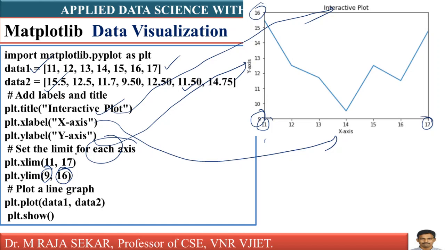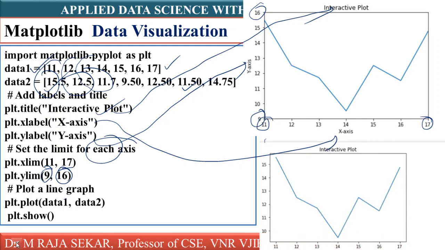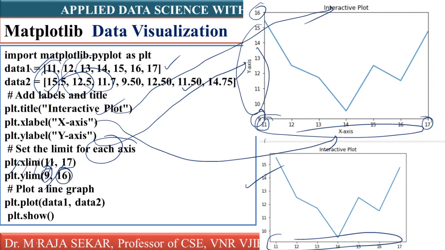It forms pairs of numbers. Means 11 comma 15.5, 12 comma 12.5, 13 comma, and so on. In that manner, it will plot the points. Just if you are interested, if you remove plt.xlim and plt.ylim and plot the same graph, you will get this graph. Compare the points on the x-axis and the y-axis. You can realize the difference between keeping xlim and ylim and not keeping them. If you keep xlim and ylim, you will get this output. If you don't keep them, you will get this one.